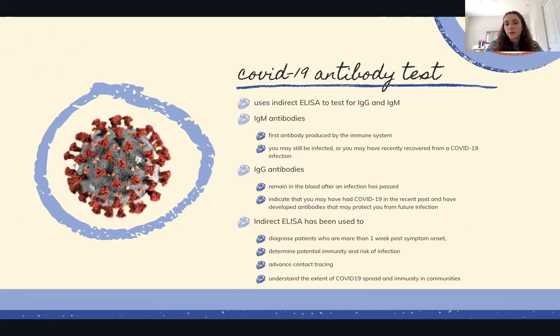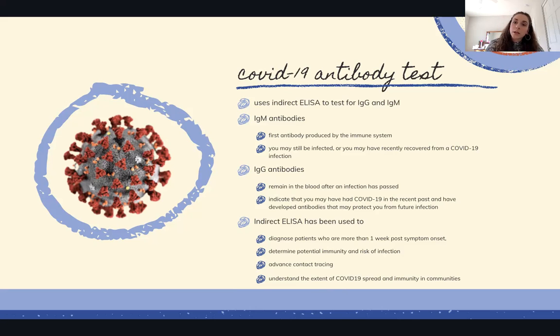IgM antibodies are the first antibodies produced by the immune system in response to a foreign invader in the body. And this just indicates that you may still be infected or you just recently recovered from COVID-19. IgG antibodies remain in the blood long after the infection has passed. It is unsure how long after for COVID-19, but it indicates that you have had COVID-19 in the recent past and you may have antibodies that may prevent you from future infection.